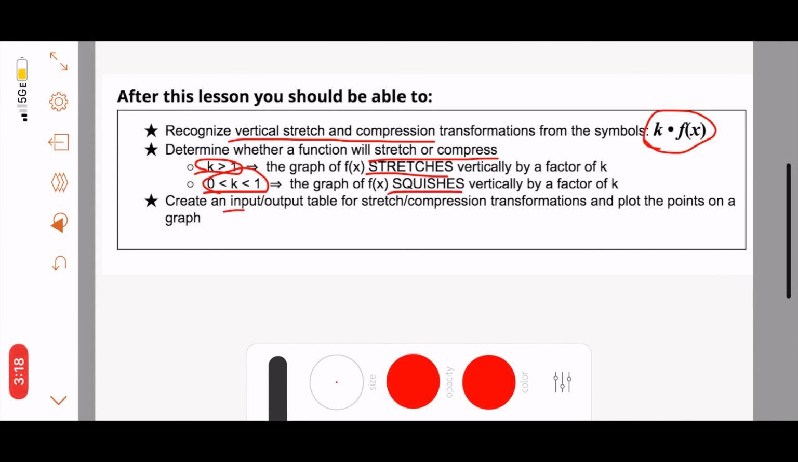And then we know how to create an input-output table for these stretch and compression transformations. And we know how to plot the points to check. Good job, you guys. Yay.